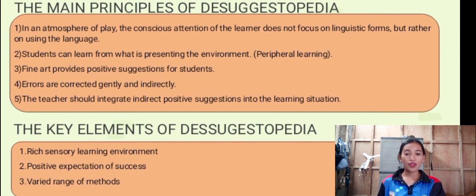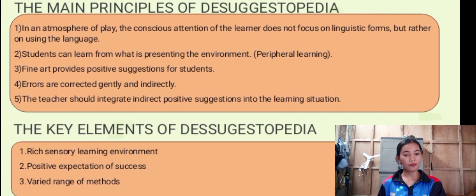Number 4, the errors are gently and indirectly corrected. So correcting the students gently and indirectly allows them to reflect on their mistakes and figure out how to fix it themselves. So the last number is 5. It is that the teacher should integrate indirect positive suggestions into learning situations. So here, teachers can create a supportive and empowering atmosphere where students feel valued, motivated, and capable of reaching their full potential.